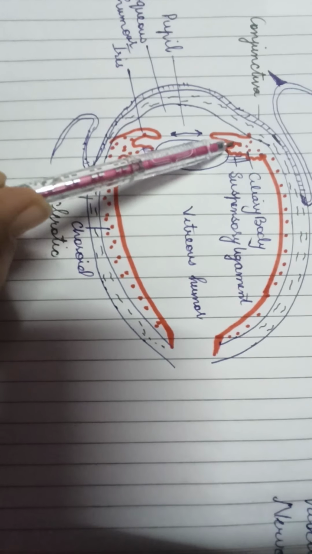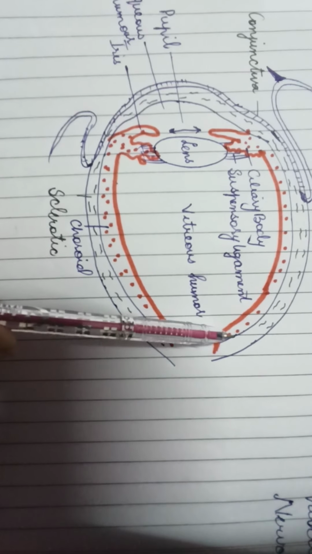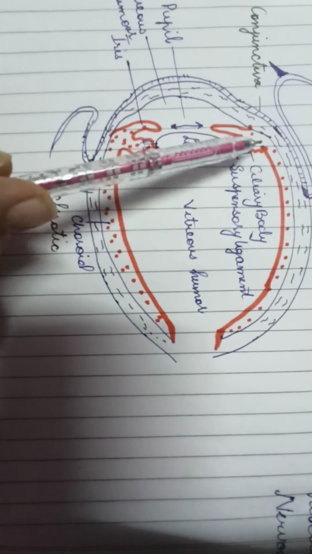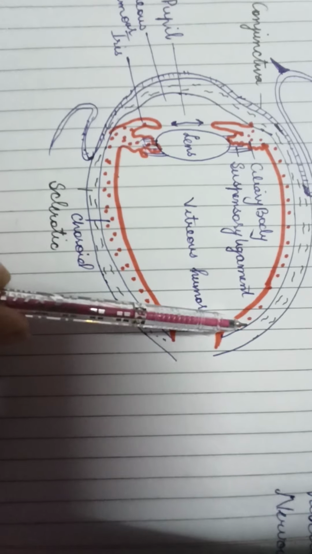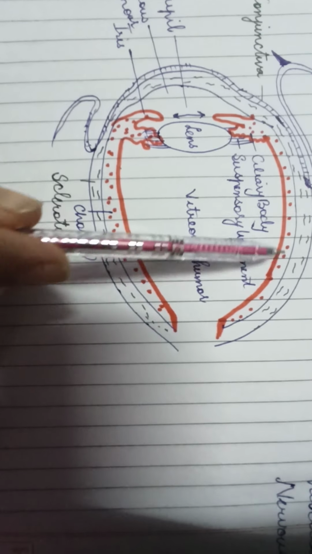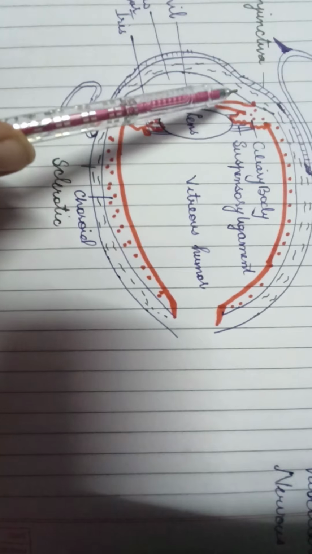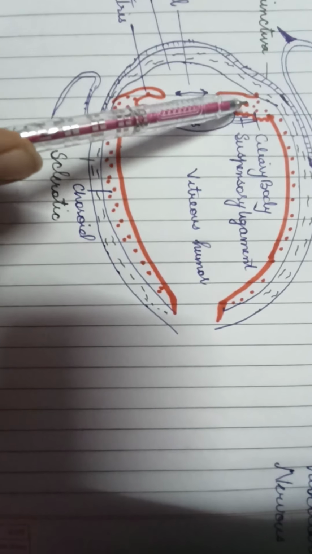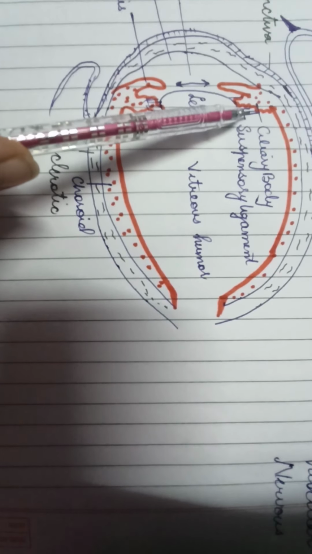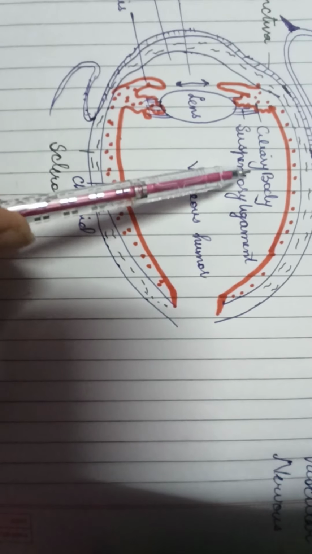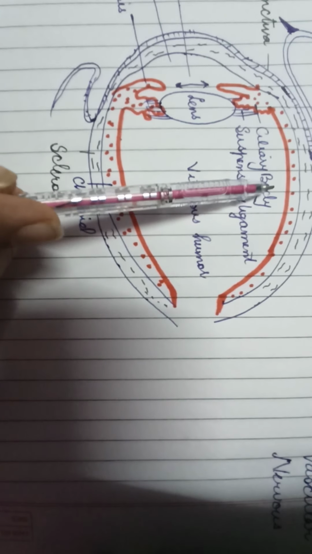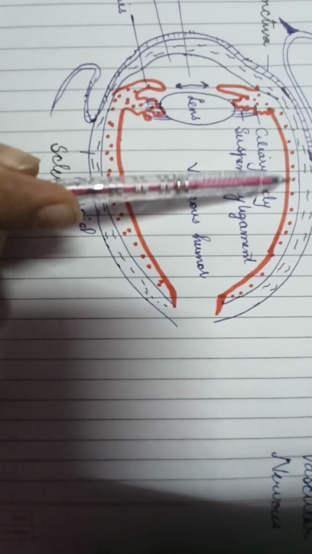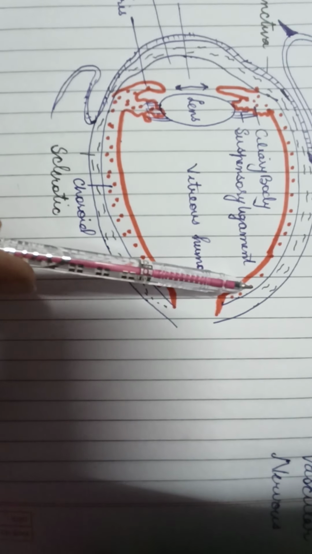Now the second layer. You can see a red layer over here, just below the fibrous coating. This is the vascular coat, called so because it is rich in blood vessels and provides nourishment to the other layers of the eye. This is the choroid region, the greater part of the vascular coating, lying in contact with the sclera. It is darkened as it is rich in blood vessels.